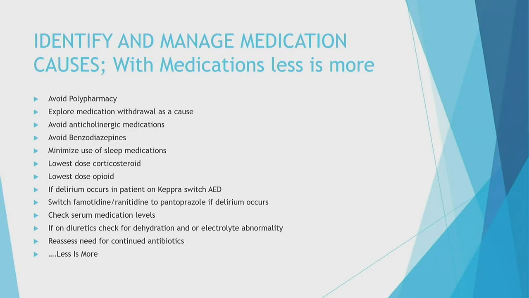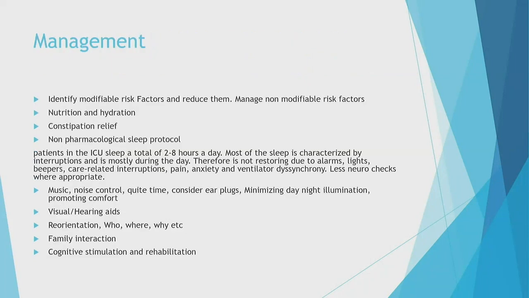When it comes to medications, less is really more. So we have to go through our patient's list of medications and avoid polypharmacy, explore medication withdrawal as a cause for why they're delirious in the first place, avoid anticholinergics, avoid benzos, minimize use of sleep medications, use the lowest necessary amount of corticosteroids and opioids. For a patient who's on Keppra, switch them to another anti-epileptic. Change medications like famotidine to a PPI. Check serum medication levels, check for dehydration, electrolyte abnormalities, reassess need for antibiotics, and discontinue them if possible. Less is more, do it daily, and try to eliminate these problems before they arise.